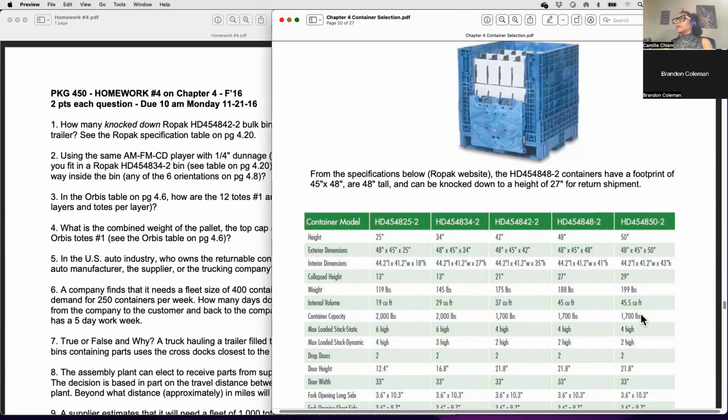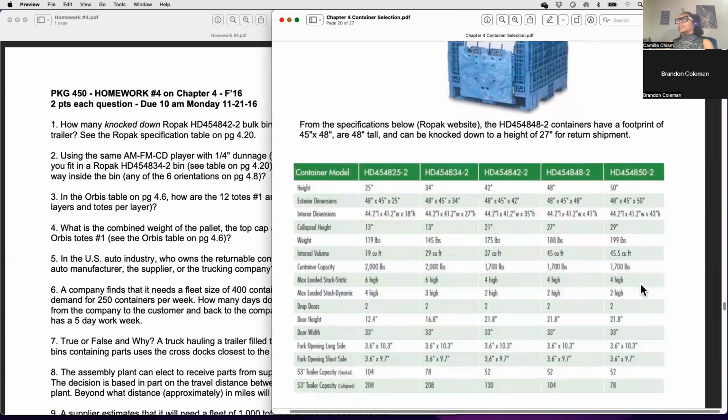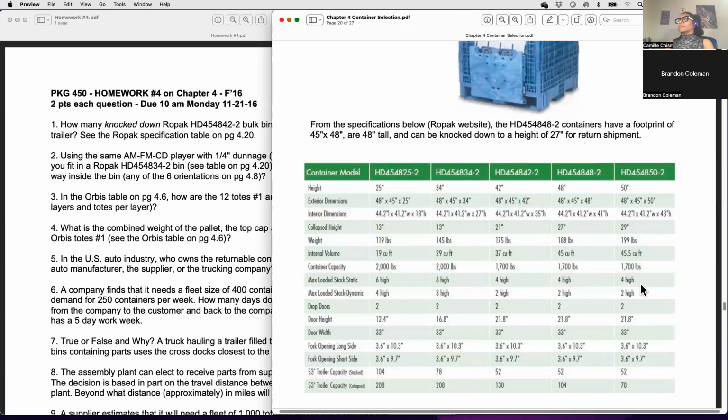You've got the weight of that bin. Your internal volume is 45.5 cubic feet. To kind of talk about that liquid volume, it kind of tells you what that is. Your capacity here, you can see this is 1,700 pounds, you know, this is bigger than this one, the capacity is 2,000 pounds. So just keep those sorts of things in mind. Just make sure you have access to a chart like this, so when you start filling parts into your bins, you know what those weight capacities are.